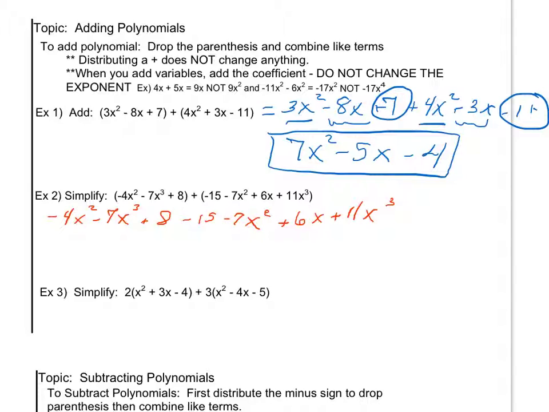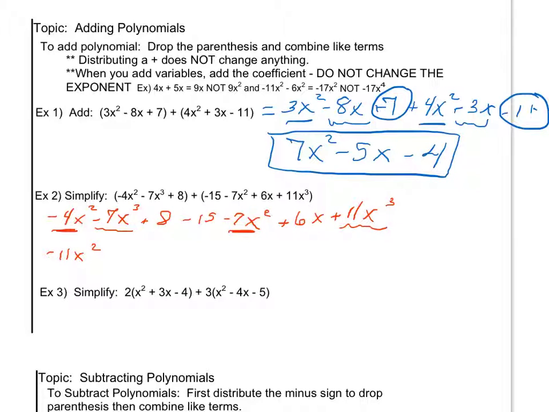Okay, now that I've dropped my parentheses, I'm going to check and see if there are any like terms to combine. Well, I see negative 4x squared and negative 7x squared would be negative 11x squared. Notice that I like to group them and make sure I have everything by doing different things to each of the like terms. So notice I put lines under the x squareds. I do squiggles under my cubes.